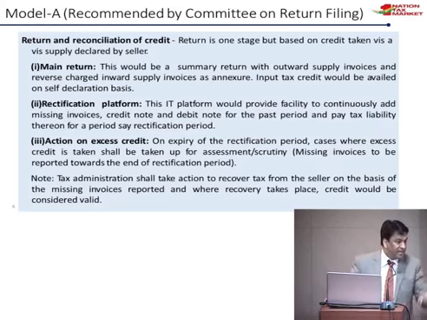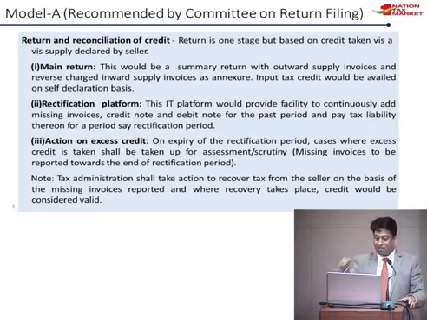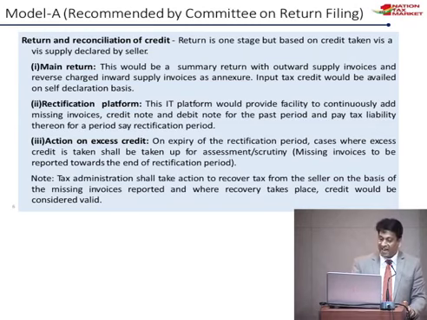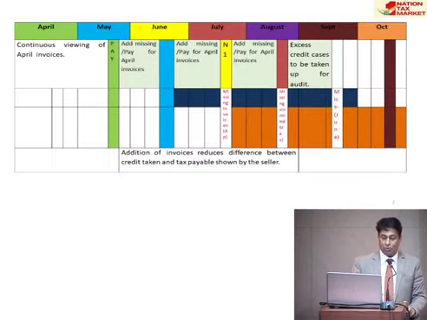If you have taken provisional credit and I have not uploaded my invoice, that would be called ineligible credit. So after the rectification period, it would be recovered from you on the basis of missing invoices reported. Where recovery takes place, credit would be considered valid. Okay, this is the snapshot they have given.